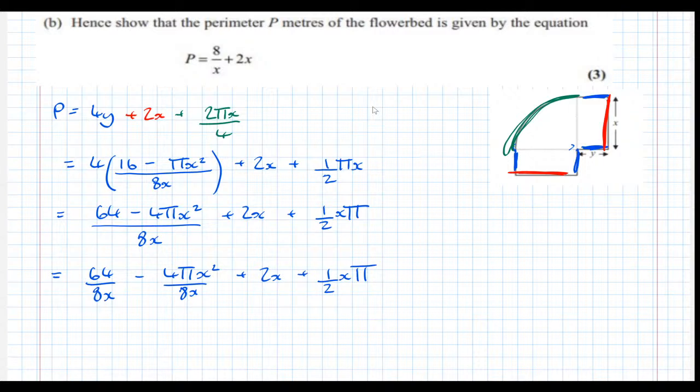So 64 divided by 8 is 8 over x. Take away 4 over 8 is 1/2, and x squared over x is just x. There's a pi, plus 2x plus 1/2 x pi. They disappear, giving 8 over x plus 2x as we required. Nasty bit of algebra, that.